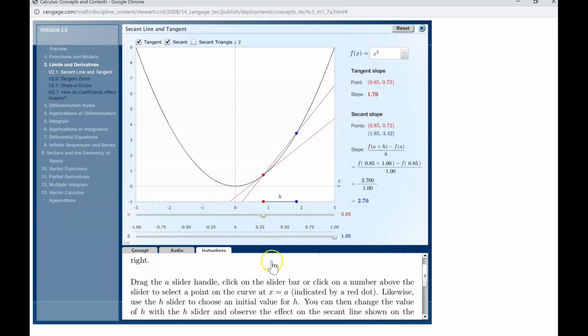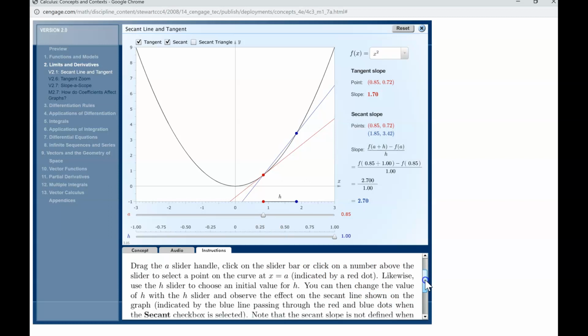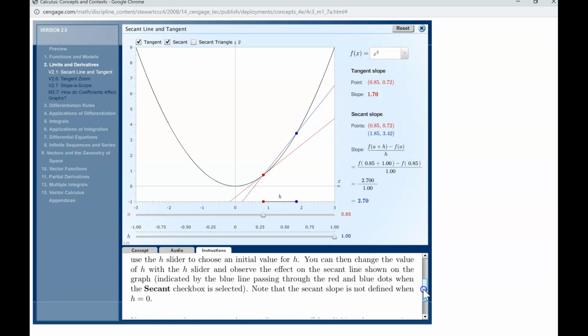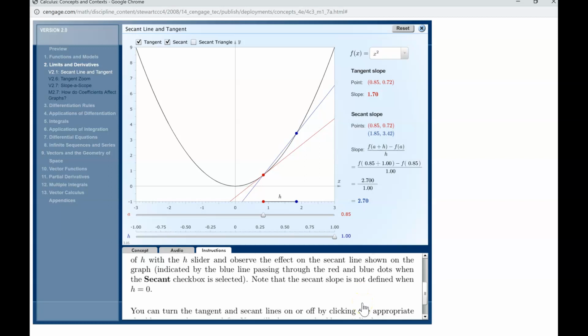Likewise, we're also going to select the slider to choose an initial value for H. You can then change the value of H with the slider and observe the effect on the secant line shown on the graph, indicated by the blue line passing through the red and blue dots when the secant checkbox is selected. Note that the secant slope is not defined when H is equal to 0. Let's see what happens when it gets to 0.